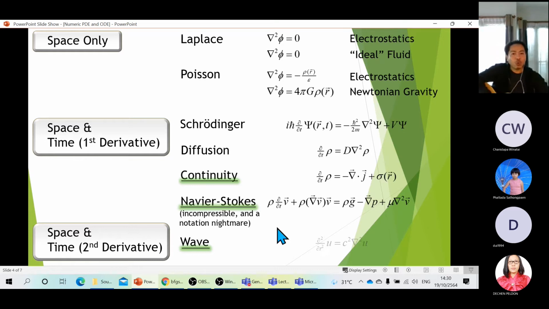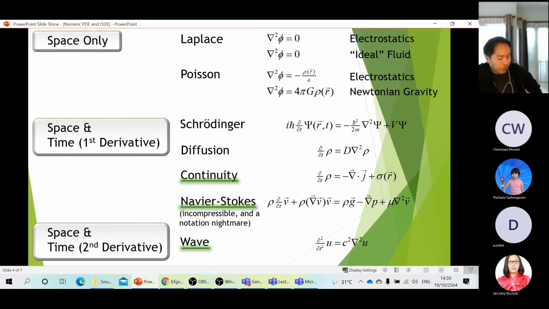And at last, the wave equation. Now the wave equation is different from the rest of these equations. Namely, on the left-hand side, we have the second derivative instead of the first one. So this gives you a different kind of behavior of the solution, which we'll talk about in this chapter.